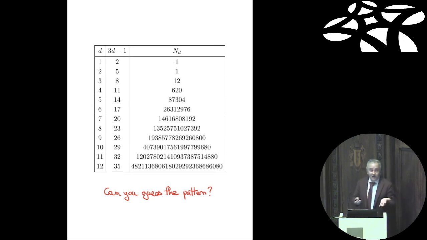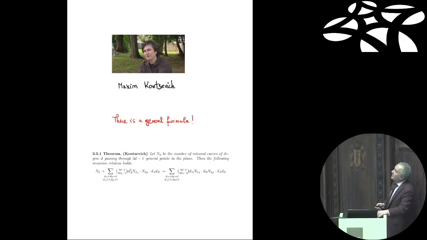So now I can ask you a question. From this, you have 12 numbers. So if you have a sequence of 12 numbers, you should be able to guess the pattern. So can you tell me the general rule behind? Of course not. Of course not, but there is a general formula due to Kontsevich. So I hope you can see it.